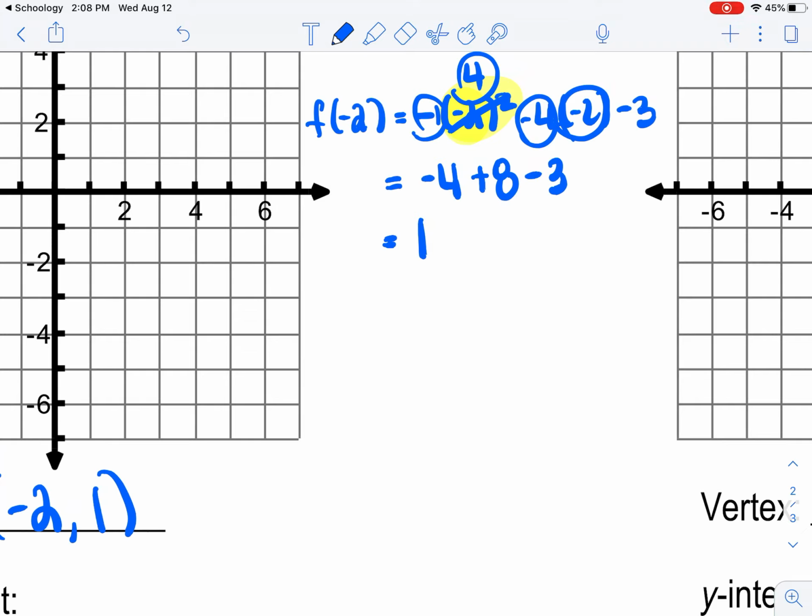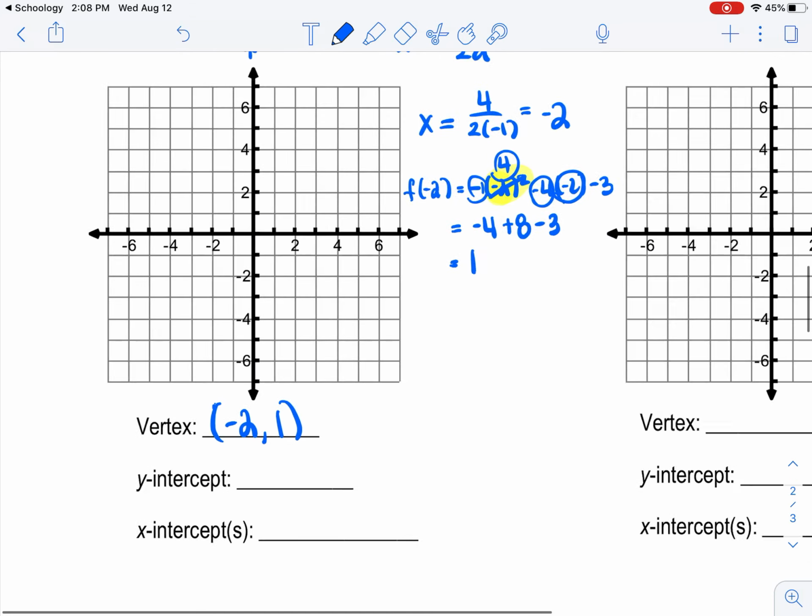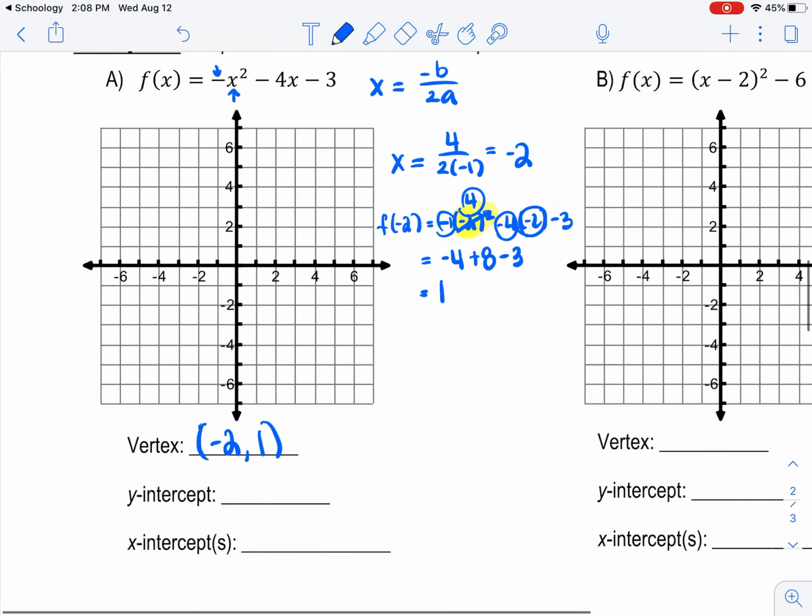But once again, if you're like, oh, she's not looking, so I'll put it in my calculator, you're going to give yourself a huge disadvantage when you're taking an assessment and you can't use a calculator. Okay, so here's my vertex, negative 2, 1.